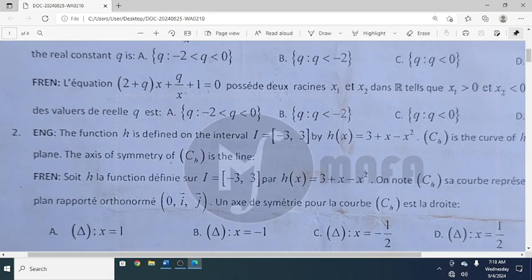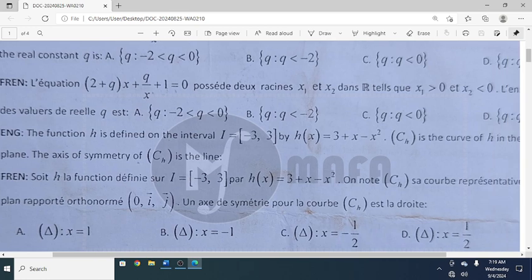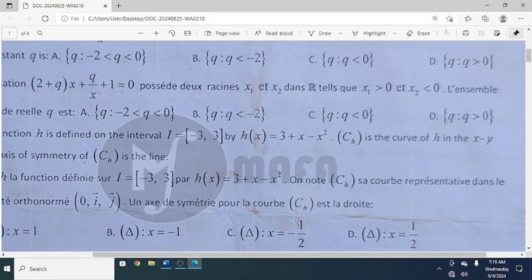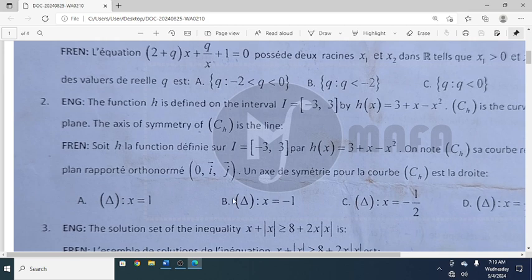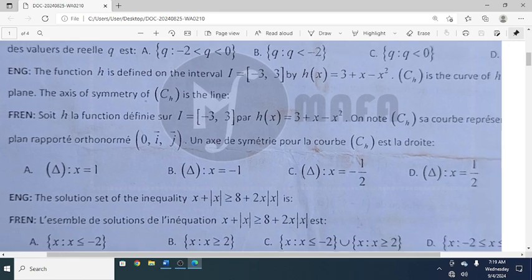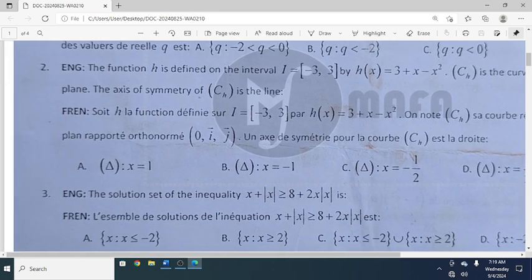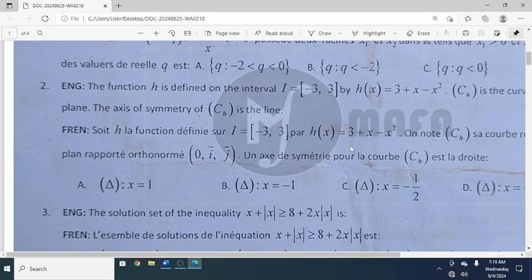So this is video 2, solving question 2 of NAHPI 2023 maths. The question reads: the function h is defined on the interval -3 to 3 by this quadratic function. Now C_h is the curve of h in the xy plane. The axis of symmetry of C_h is the line... We have the various options: the line x equal to 1, x equal to -1, x equal to -half, and x equal to half. So the objective is to get the line of symmetry of this curve in this interval.